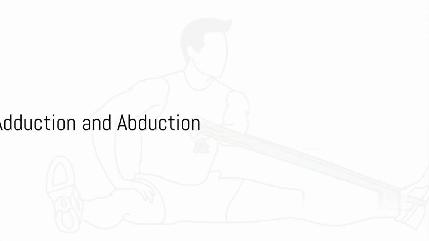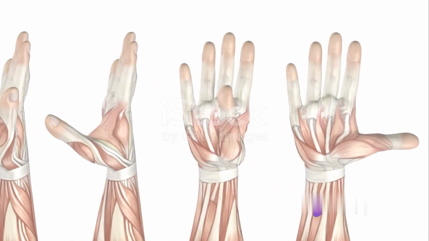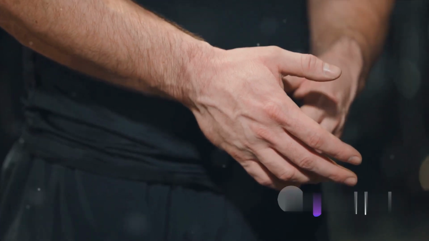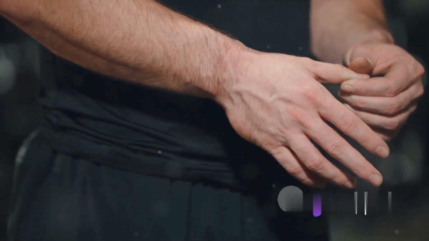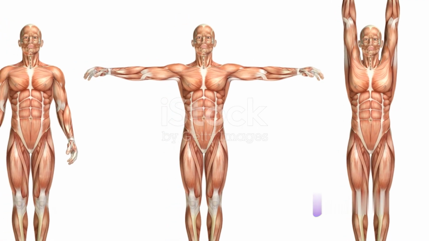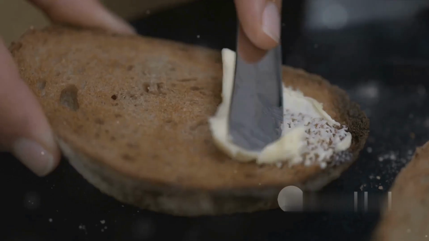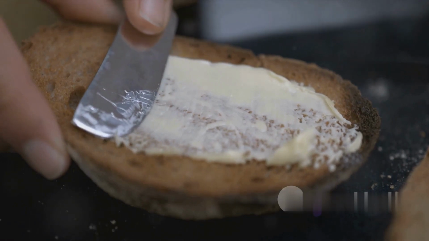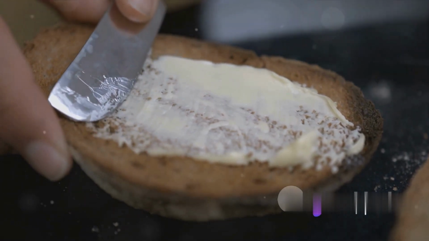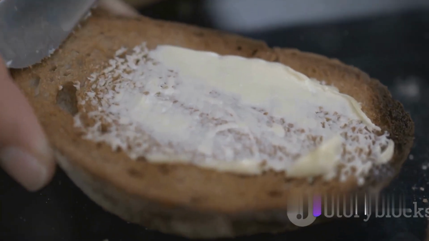Next, we have adduction and abduction. Picture yourself spreading your fingers wide or pulling them back together. That's adduction and abduction. Adduction brings a limb closer to the body's midline, while abduction takes it away. These movements are crucial in activities like swimming, clapping, or even in spreading butter on your toast.